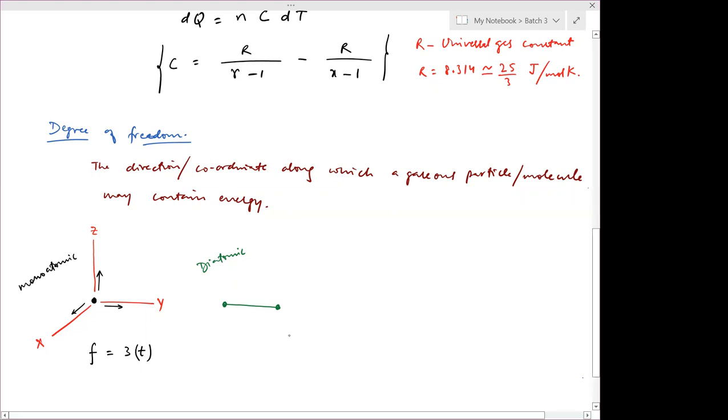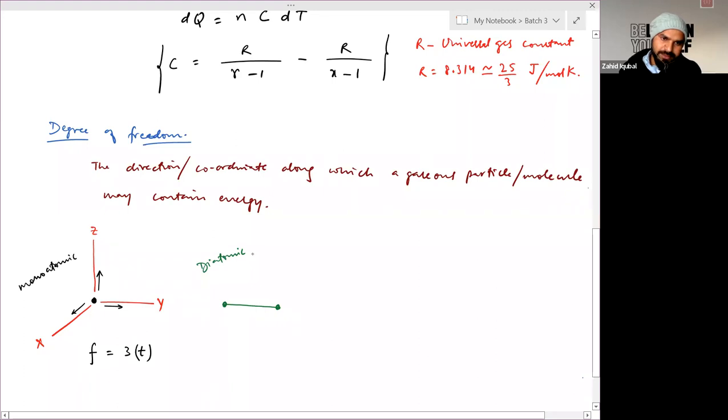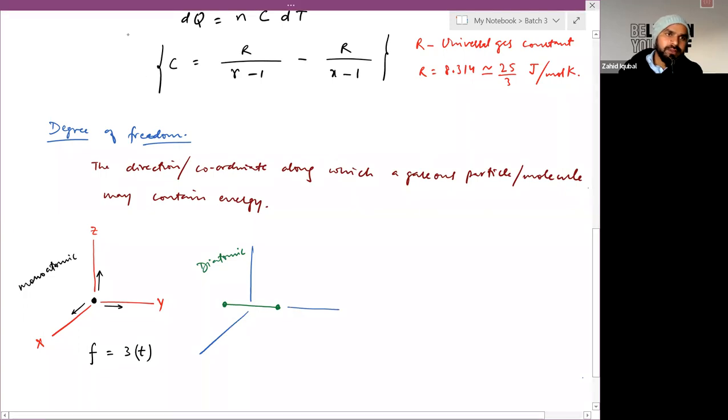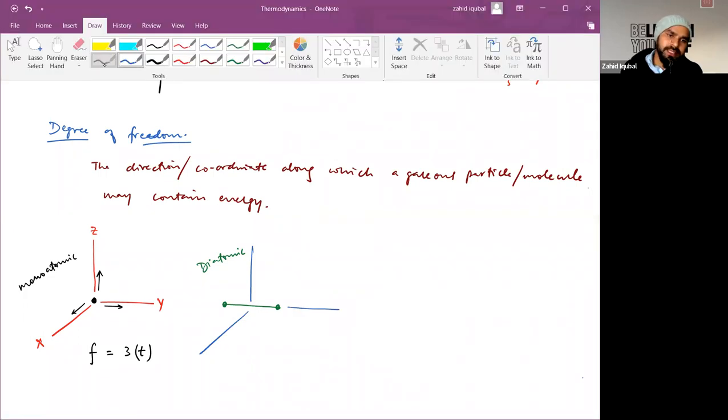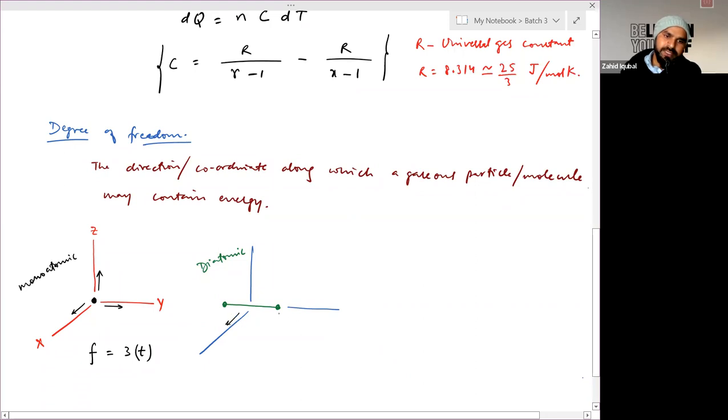Okay. Now let me define this for a diatomic particle. In this case, it will tend to move along the x-axis as well as the y-axis and z-axis translationally. So it will have three different translational energies, or translational kinetic energies. This diatomic particle may rotate along this axis or this axis, but there will be no rotation possible along the y-axis.